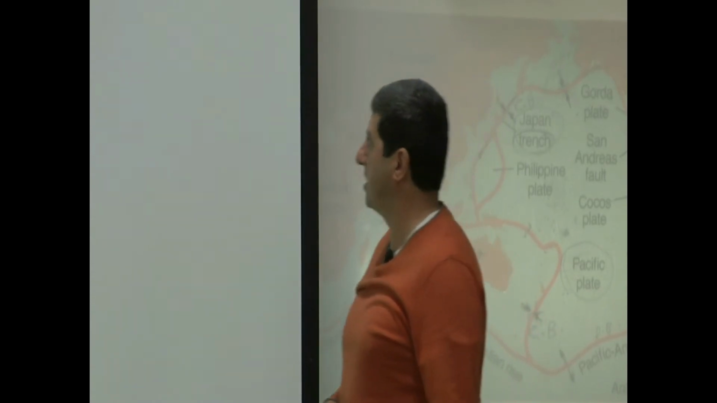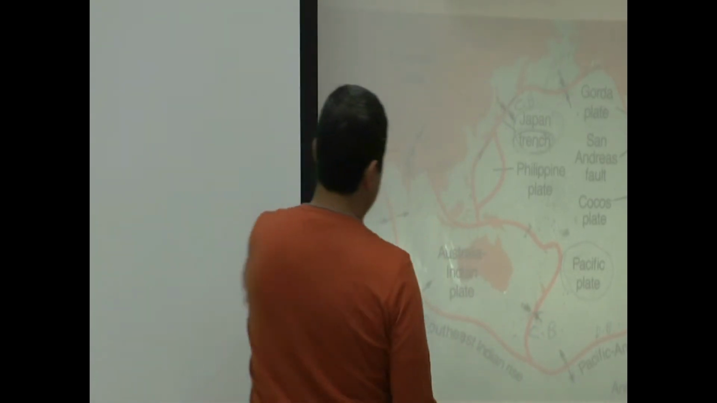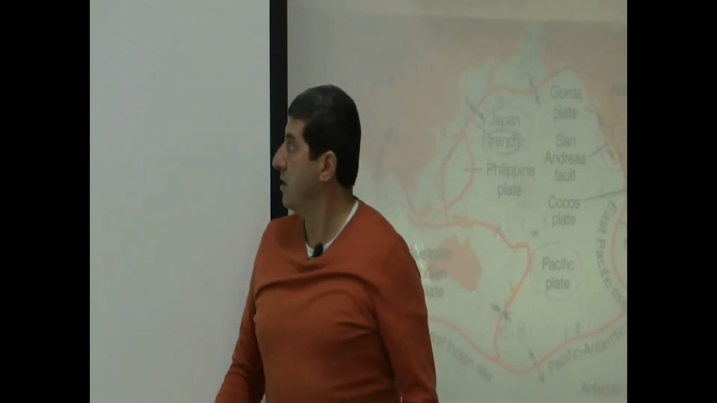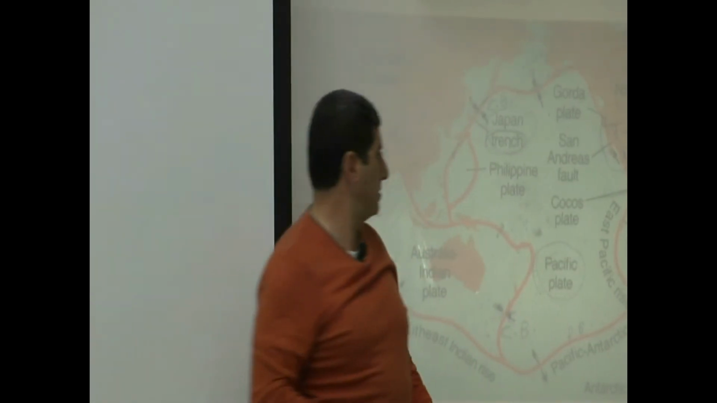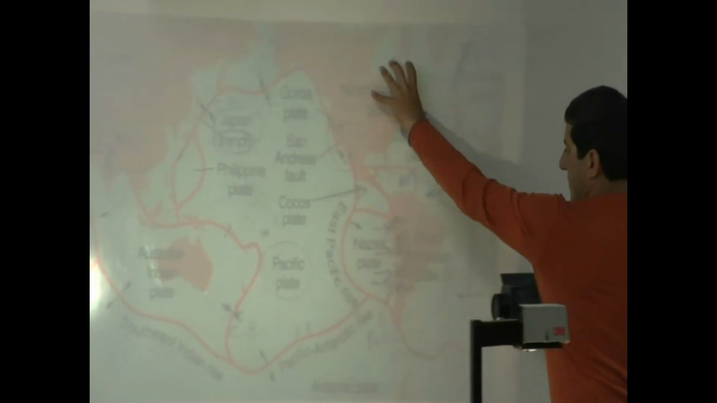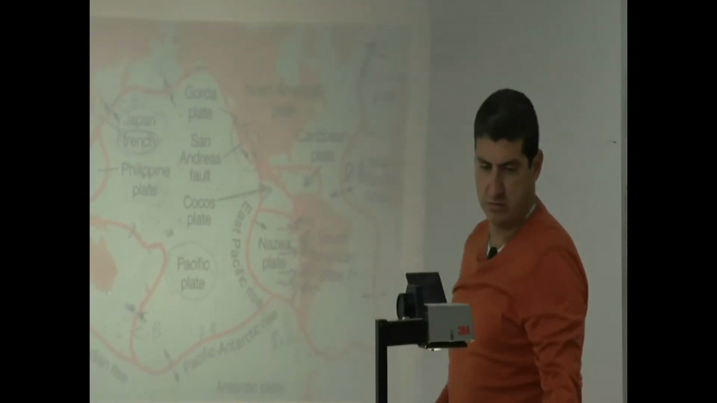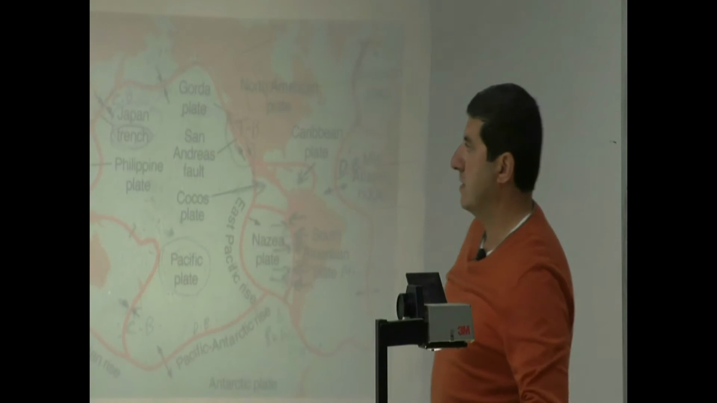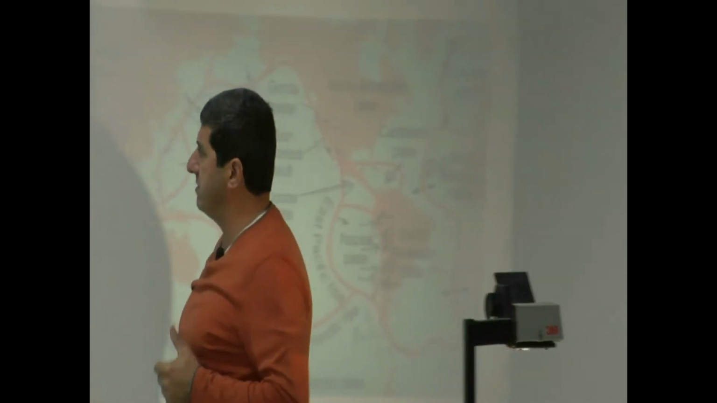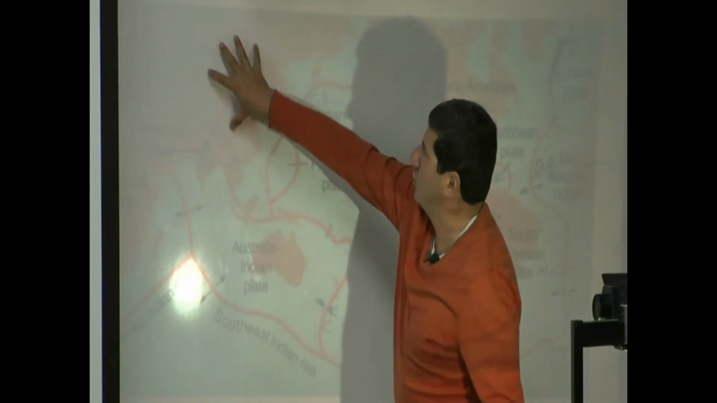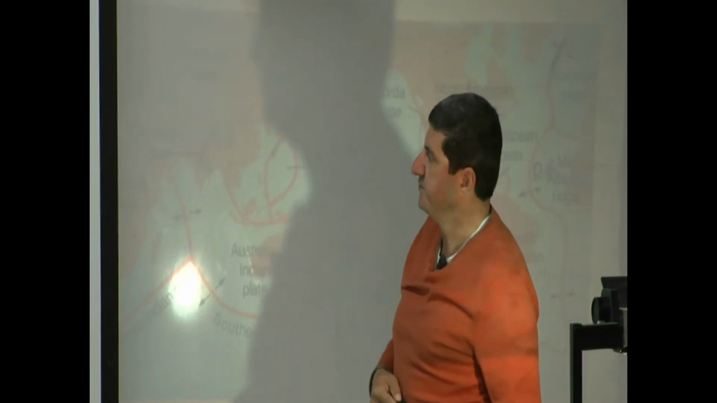The major plates are the Pacific plate, that's a huge plate, this one. North and South American plate. The North American plate is this one. South American plate is this one. Eurasian plate, that's this one. Huge, huge one, Eurasian plate is this one.